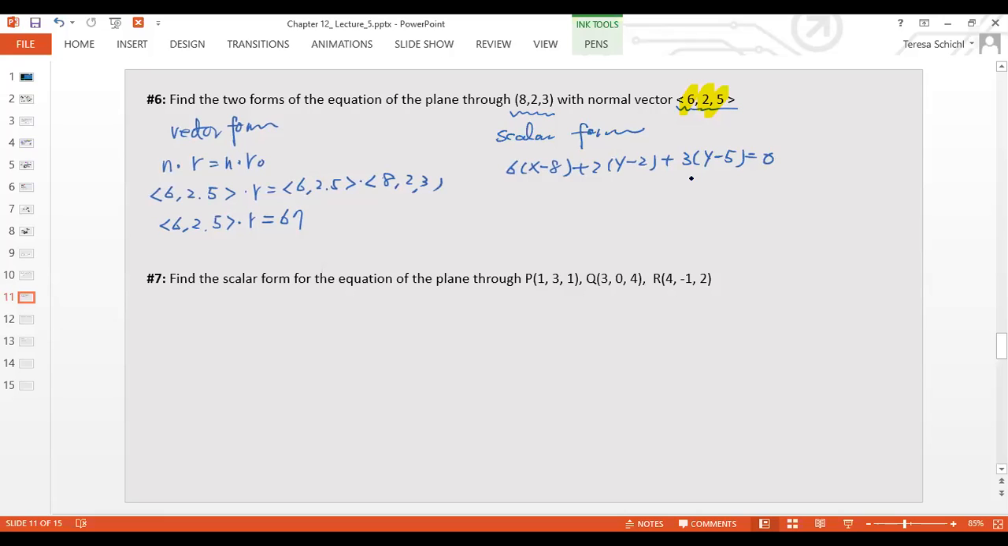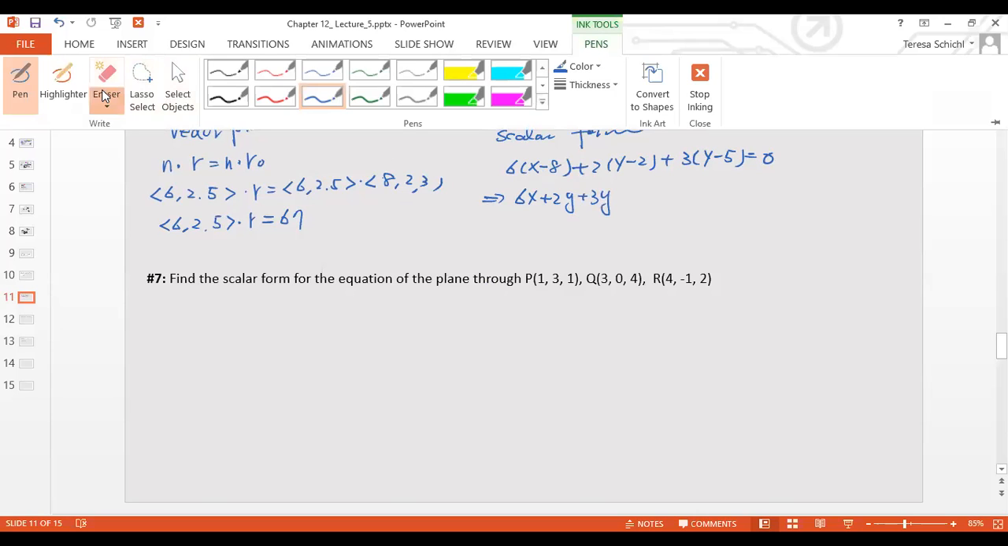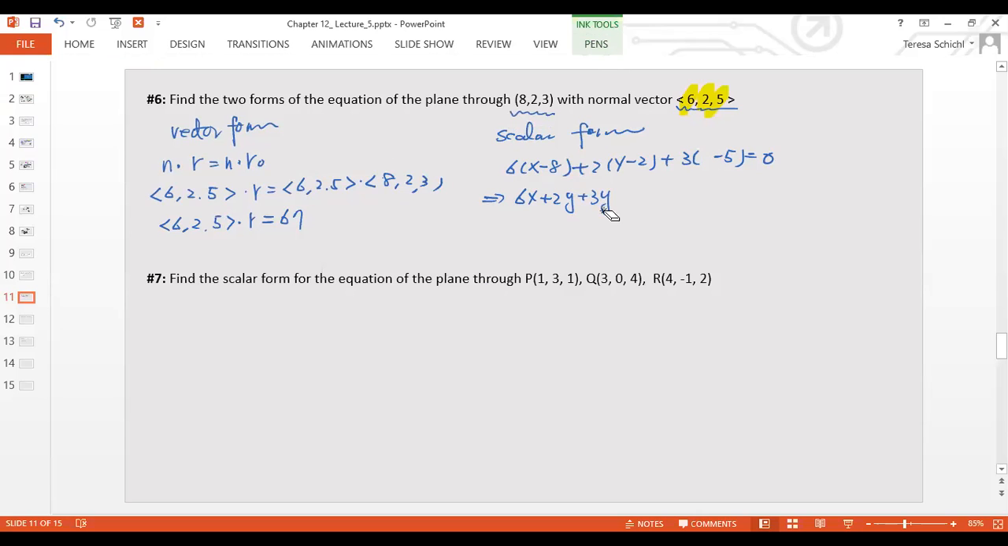Equal to 0. All right. Okay, so it's pretty straightforward, right? So if you simplify a little bit, this is 6 plus 2y plus 3z. Be careful here, right? So this is z. This is z. Okay, so the z minus 5 plus 3z is equal to what? Equal to 67. All right.